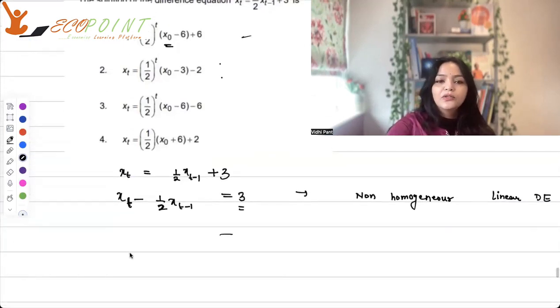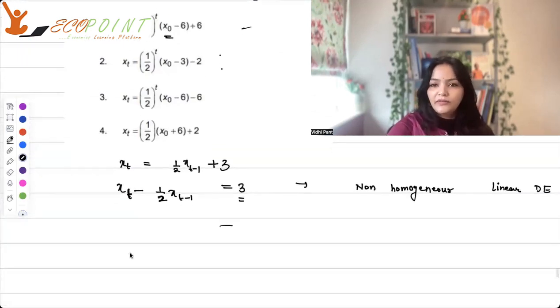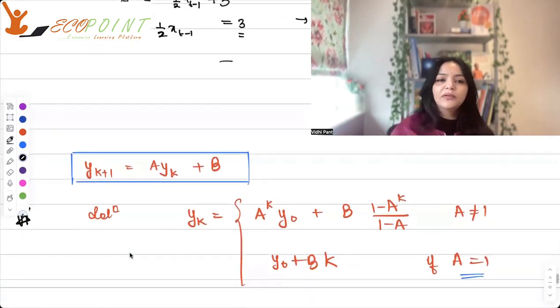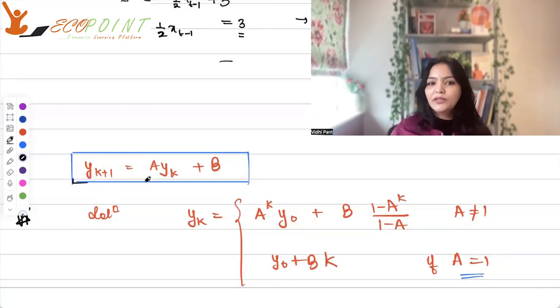Okay. So now how will we solve this? This is non-homogeneous. Please always remember the solution of any difference equation which looks like yk plus 1 is a times yk plus b. Here A is a constant, B is a constant. They are not time dependent. Okay, it's an autonomous case. A and B are constant.